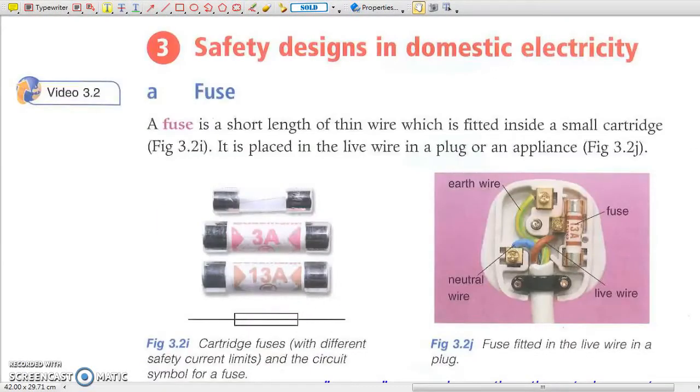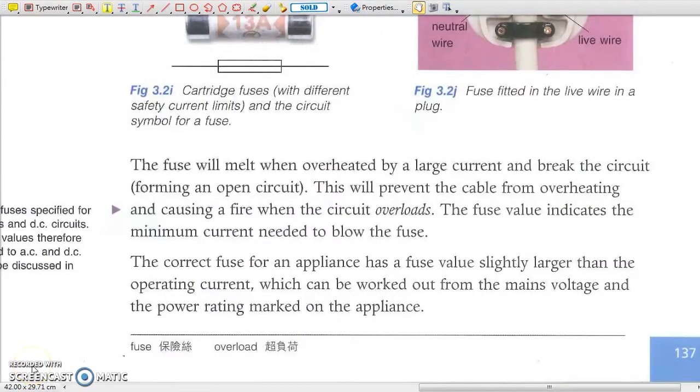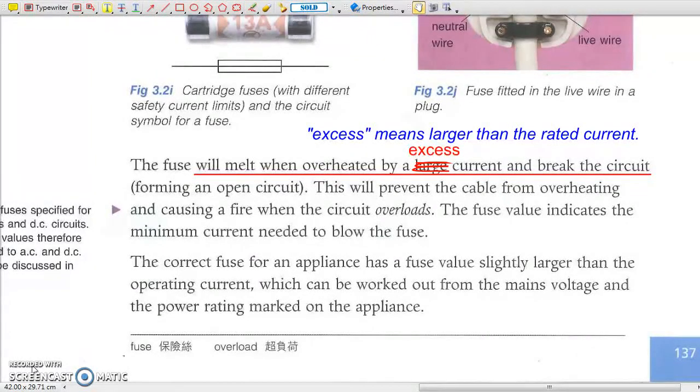3. Safety designs in domestic electricity. A. Fuse. A fuse is just a short length of thin wire, which should be placed in the live. The fuse should allow the rated current of the appliance to pass through, but break the circuit when excess current flows. The fuse will melt when excess current flows, which overheats the fuse. When the fuse melts, it breaks the circuit and stops the current flow.